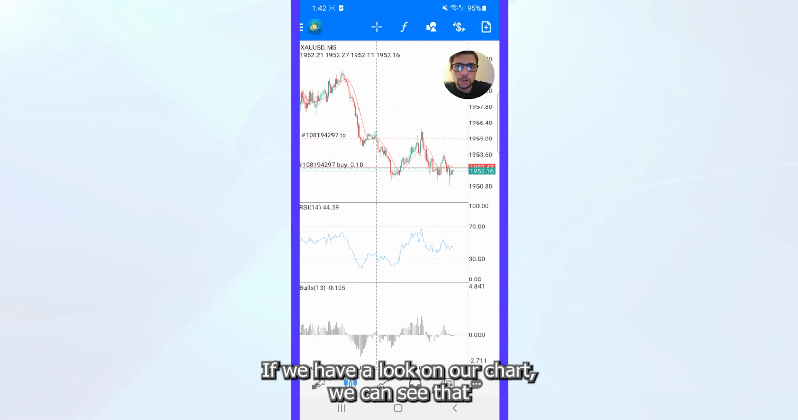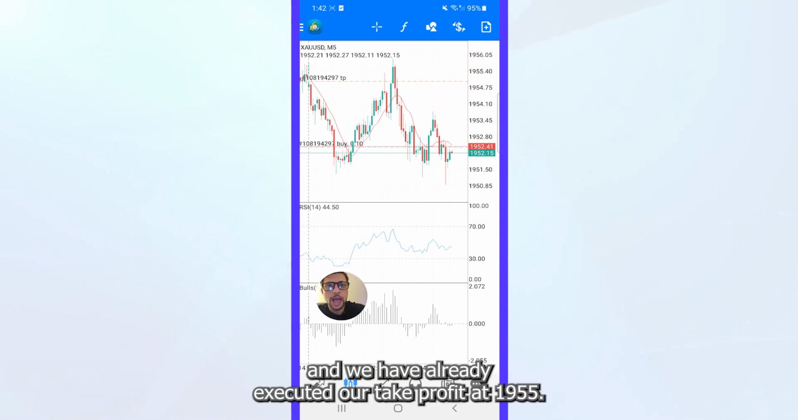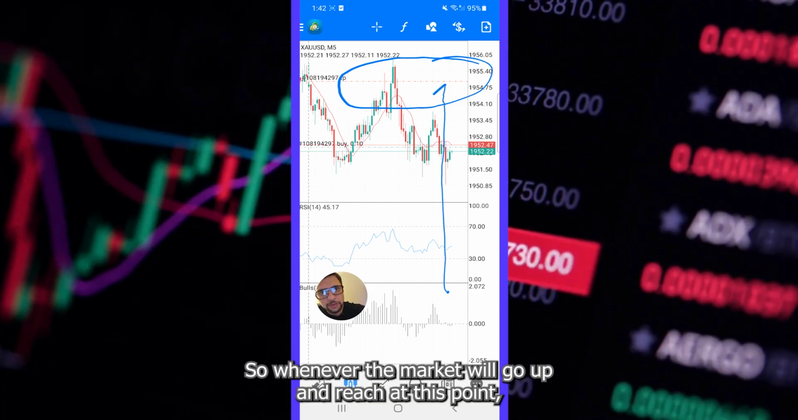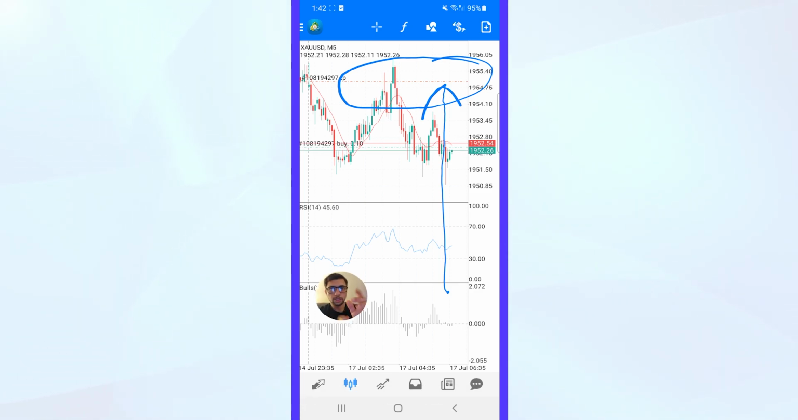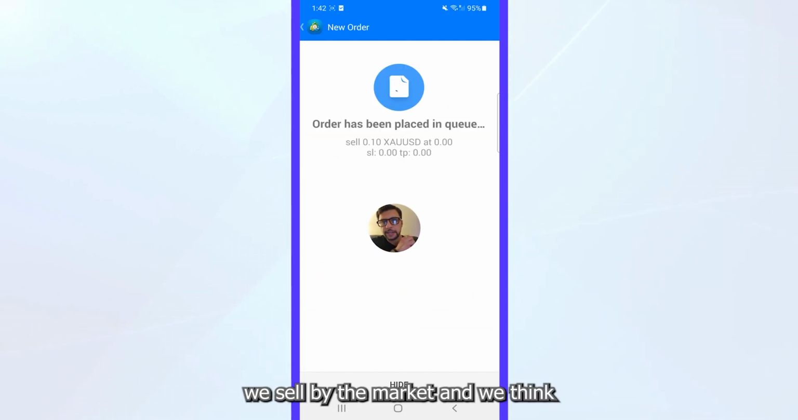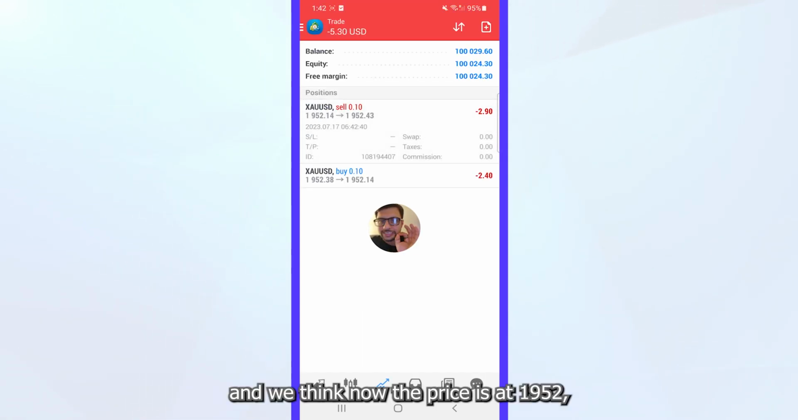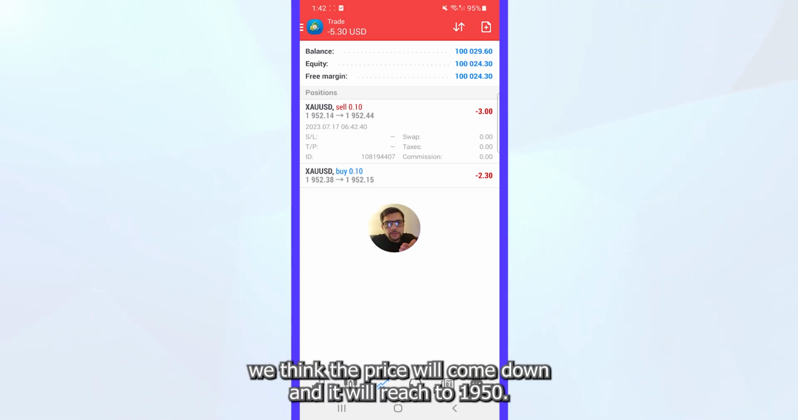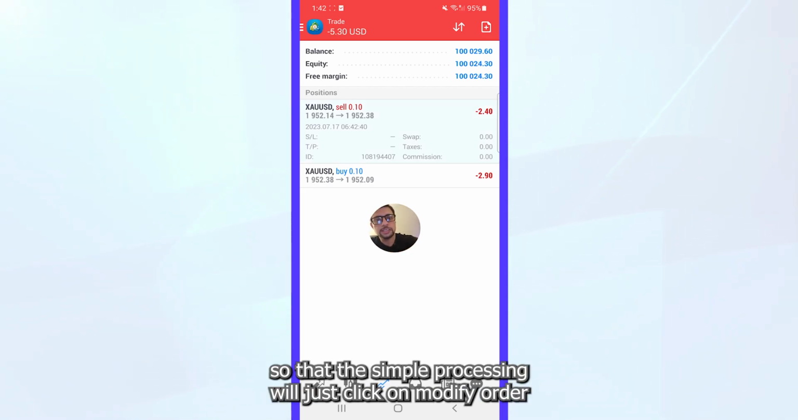If we have a look at our chart, we can see that we have a buy at the price of 1952 and we have already executed our take profit at 1955. So whenever the market goes up and reaches this point, our trade will automatically get closed and our profit will automatically be booked. Now if we put a sell trade, we sell at market, and we think the price is at 1952. We think the price will come down and reach 1950, and then our trade should get closed. So that's the simple process.